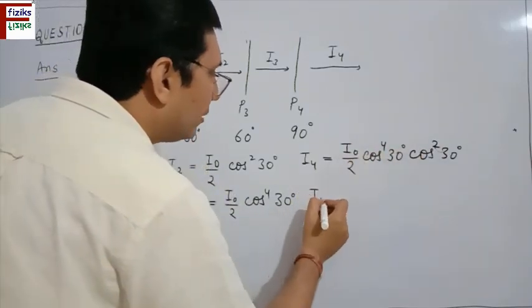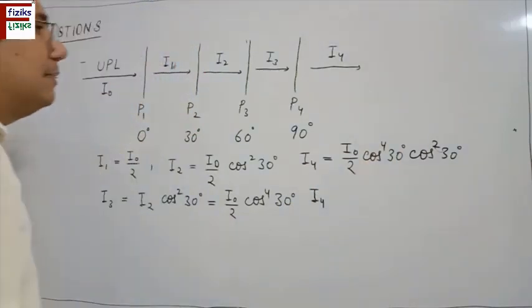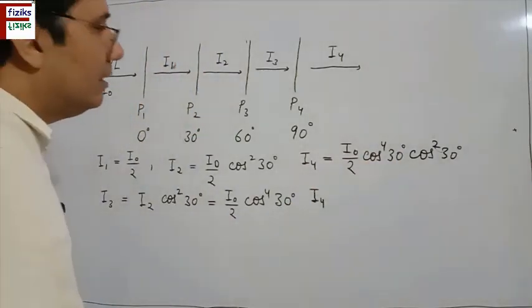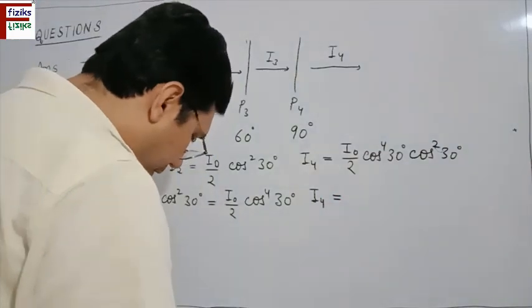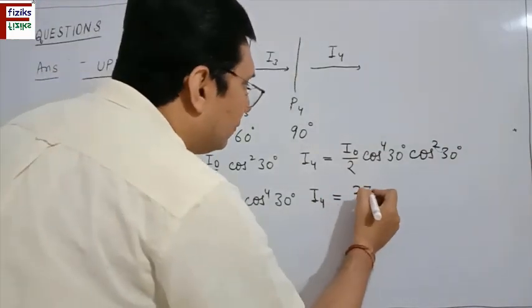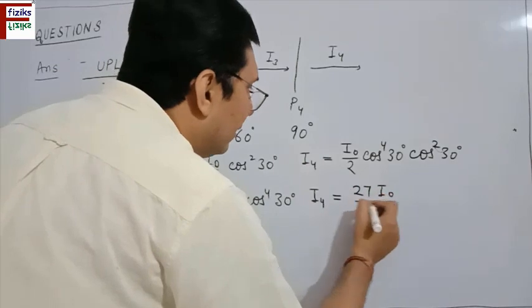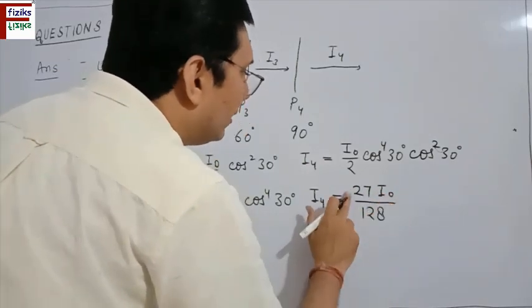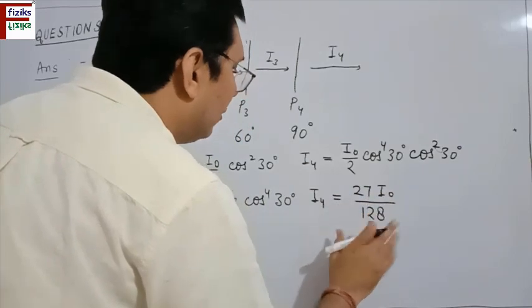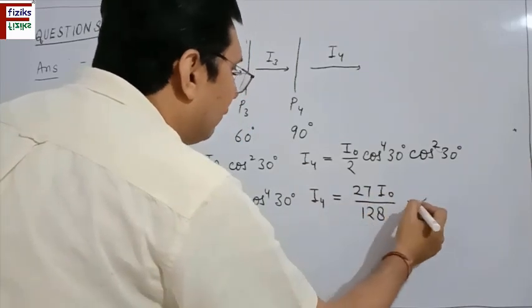If you substitute the value of cos 30 degrees as root 3 by 2, you will find that this comes out to be 27 I naught by 128. This is I4. This is the final answer.